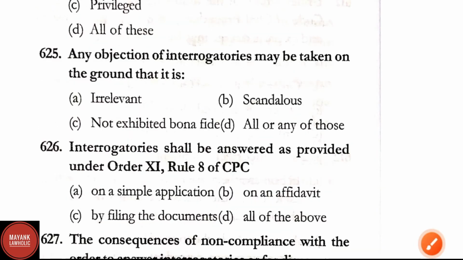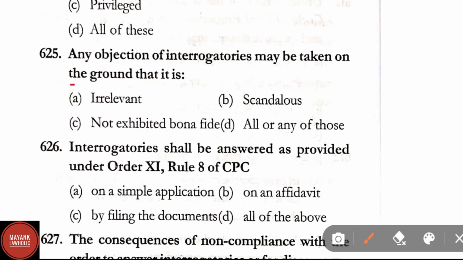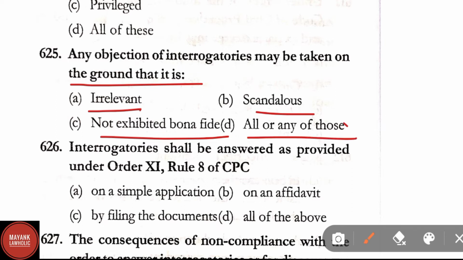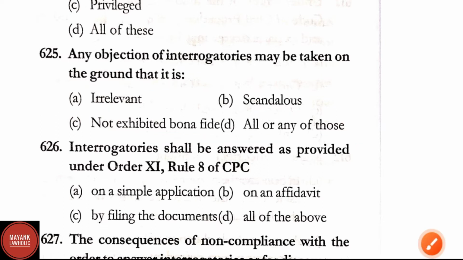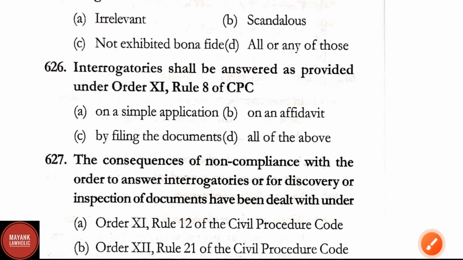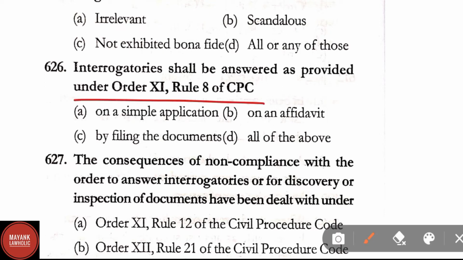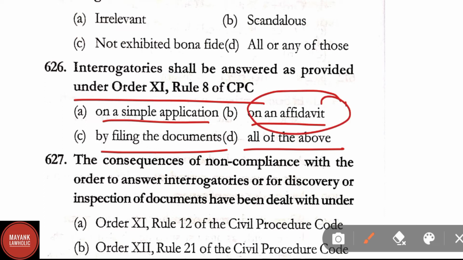Question number 625. Any objection of interrogatories may be taken on the ground that it is irrelevant, scandalous, non-exhibited, bona fide, all or any of those. Here correct answer is option D, that is all or any of those. Question number 626. Interrogatories shall be answered as provided under Order 11 Rule 8 of CPC on a simple application, on an affidavit, by filing the documents, all of the above. Here correct answer is option B, that is on an affidavit.